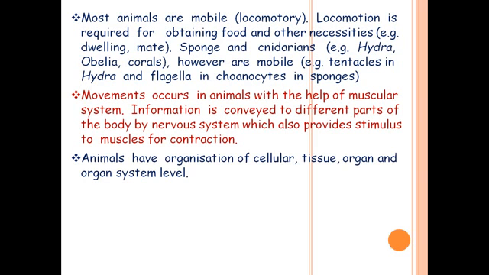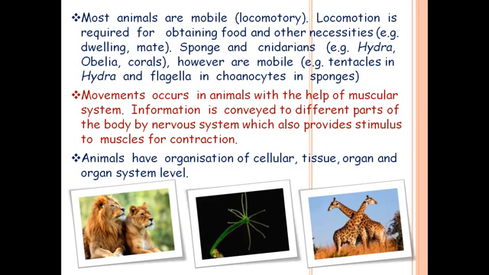Animals have organization. We have already studied it: cellular, tissue, organ, organ system, and then comes the organism. So like this they are organized. In the center you can see Hydra, and the finger-like structures are the tentacles. And the rest, you have the lion and giraffes, and there are many varieties of animals in our surroundings. So with this, we have completed Kingdom Animalia and Kingdom Plantae.